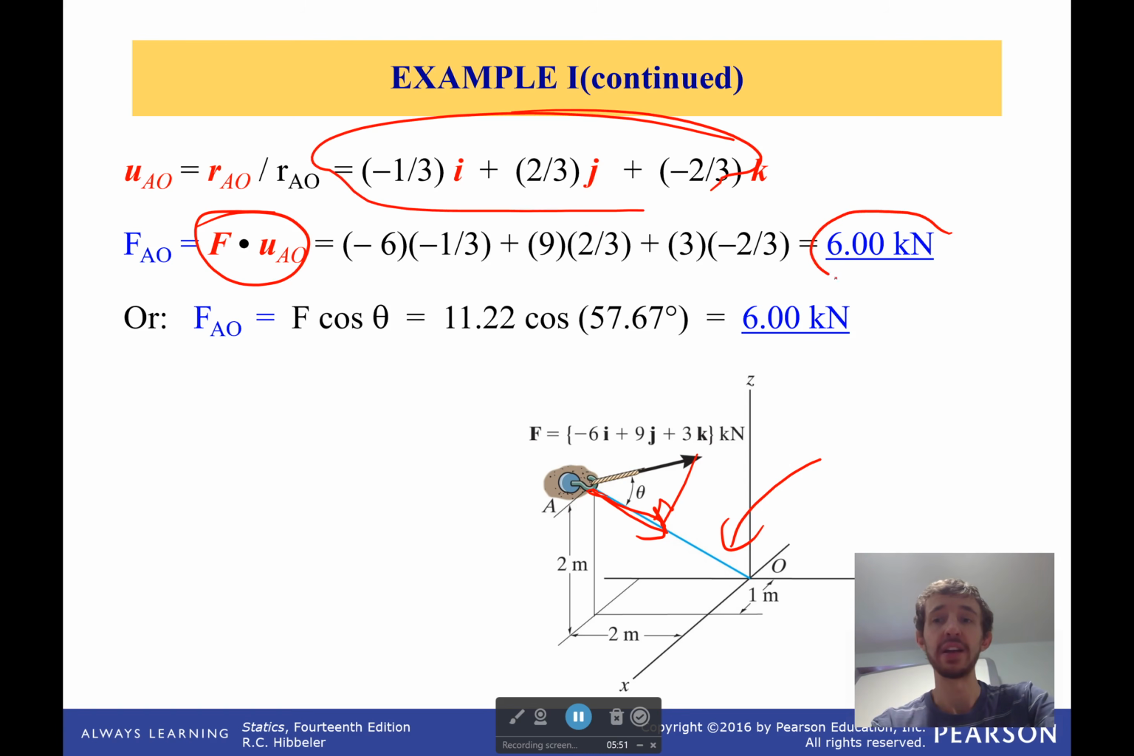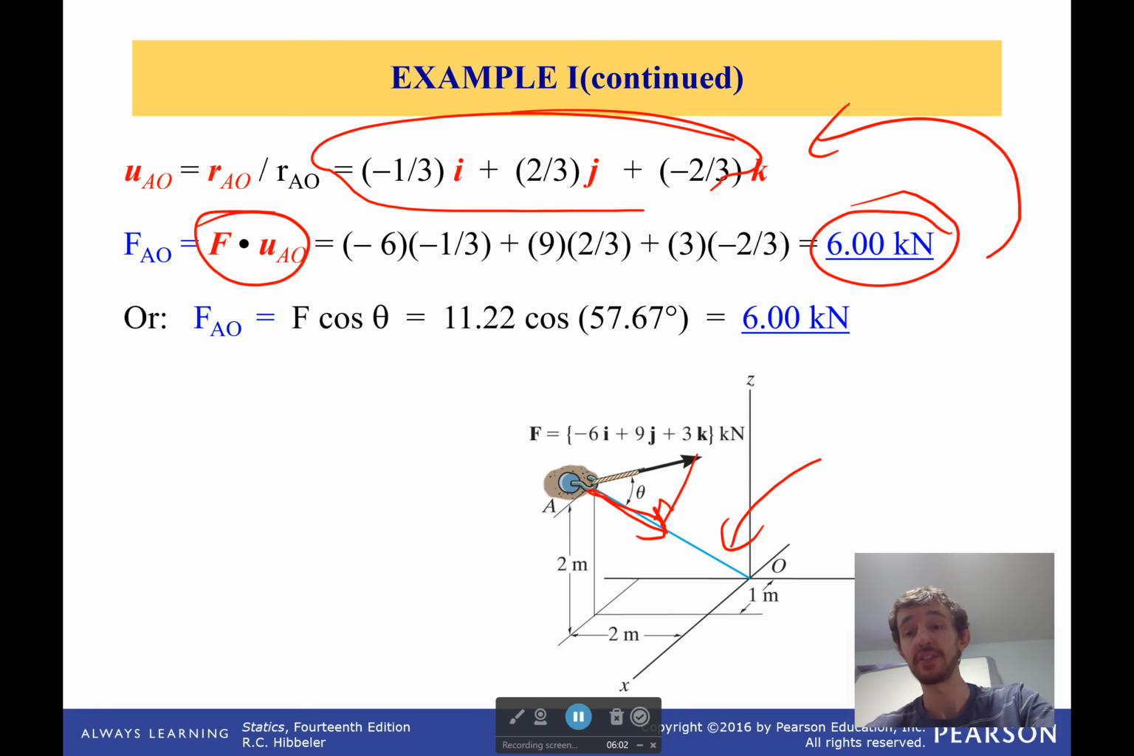We take our dot product, we get 6 kilonewtons. And then we simply, if we want to, we can multiply the 6 kilonewtons by the unit vector to then have a force vector. That'll tell us the vector components of the force vector along that line. Or in this case, we only care about the magnitude, and so all we care about is the 6 kilonewtons.